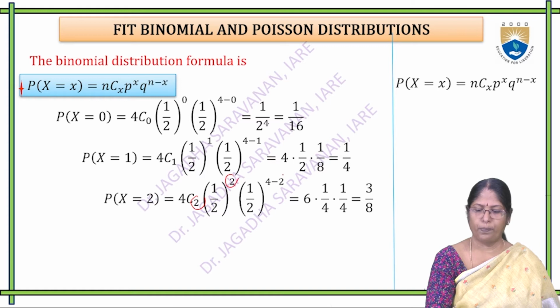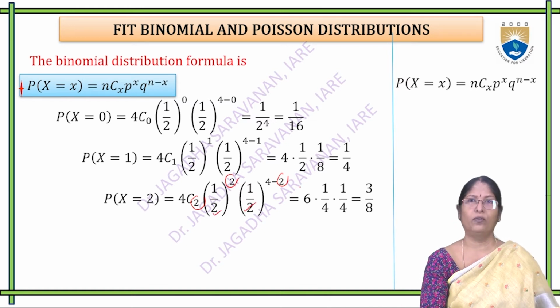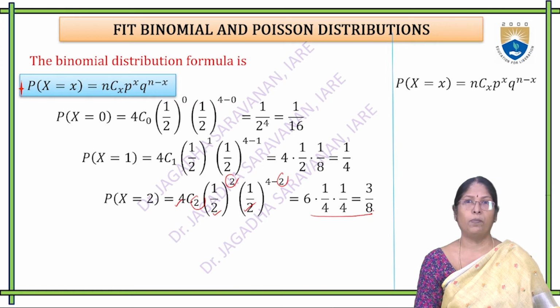So easily we are picking the 3 places where x is there. X is replaced by 2, remaining the values p and q, 1 by 2, n is 4. So we simplified it, and we obtained 3 by 8.